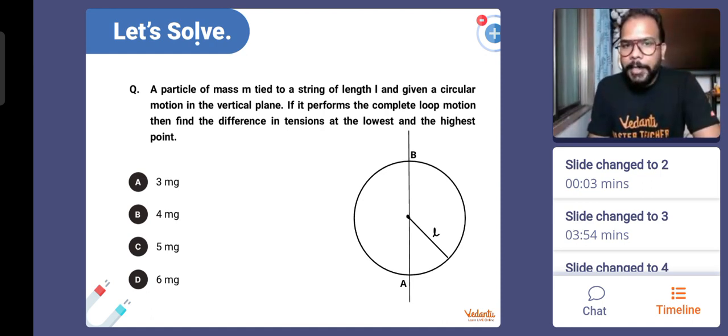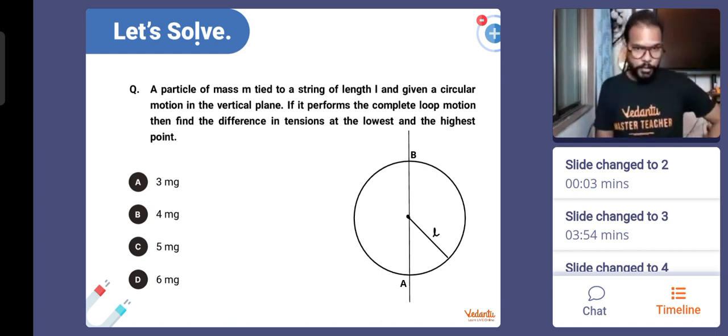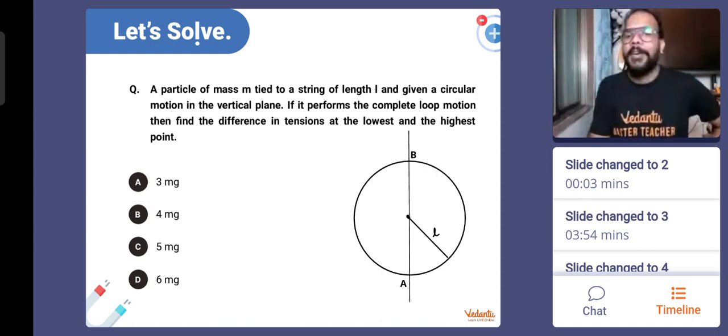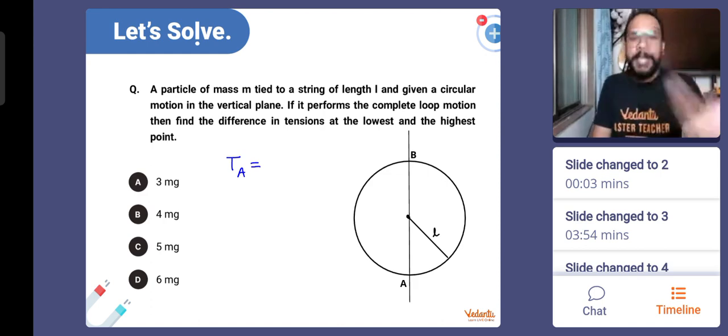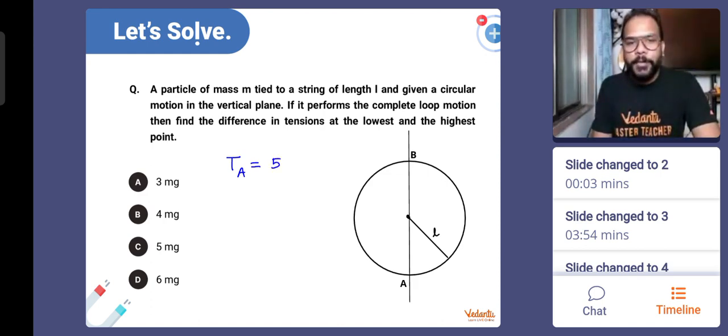A particle of mass m is tied to a string of length L and given a circular motion in the vertical plane. So we connected the body, the stone of mass m, with a string of length L and made it move in the vertical plane. If it performs a complete loop motion, find the difference in the tension at the lowest and the highest point. We already know that tension at A, if we take the minimum case, came out to be 5 mg, right everyone? Or 6 mg, sorry, 6 mg it came out to be.